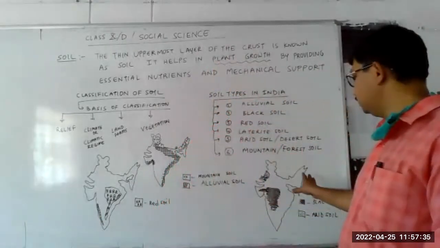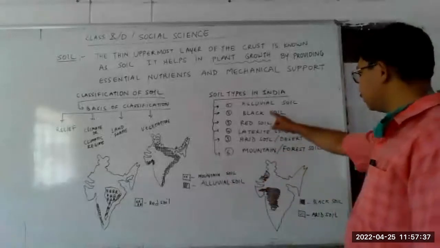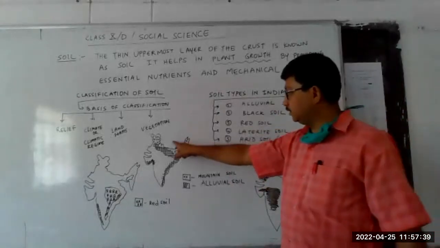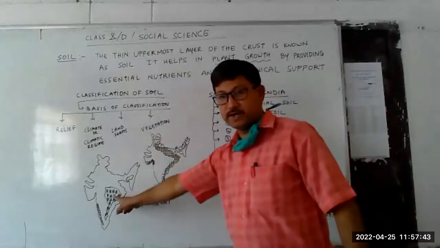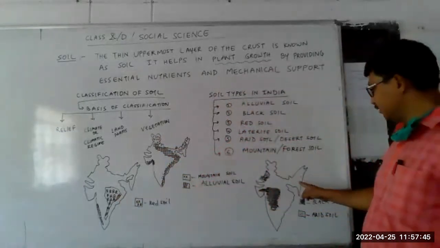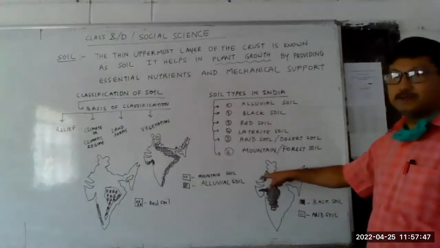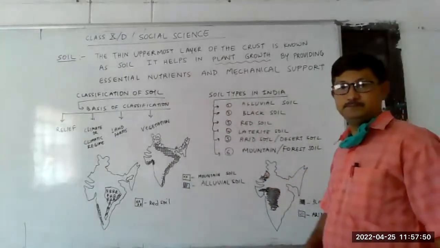So from the map, we have learned about the 6 soil types. Here we have shown mountain soil and alluvial soil. Here we have shown red and laterite soil. And in this map, we have shown black soil and desert soil.